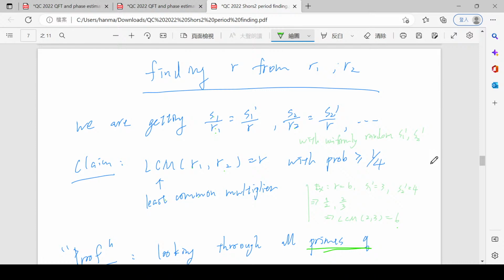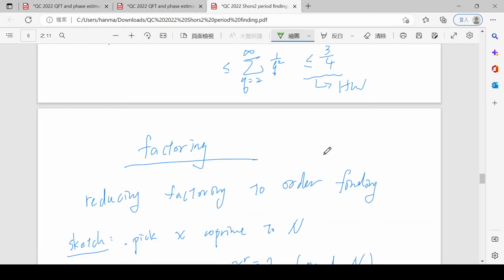Okay, and R scales with L. Okay, question? If not, then okay, we still have time to finish Shor's algorithm.